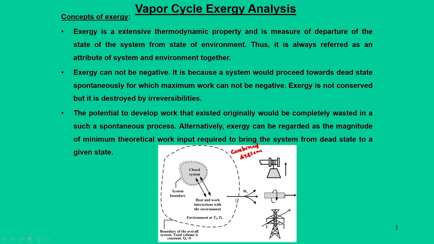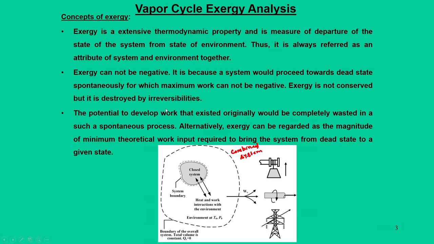So, we say that the work potential of the combined system, that is WC, can be viewed as a rotation of a shaft or raising a weight, or it can be considered as electric energy. So, basically speaking, we are considering the system and the surroundings together and trying to find out the work potential of the combined system, and how long this work potential or work delivery is possible until the system finally reaches the dead state or environment.